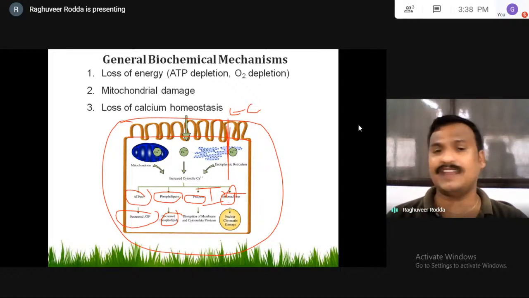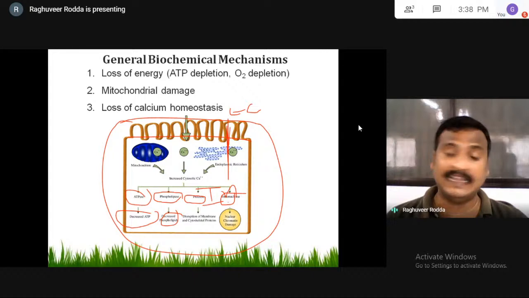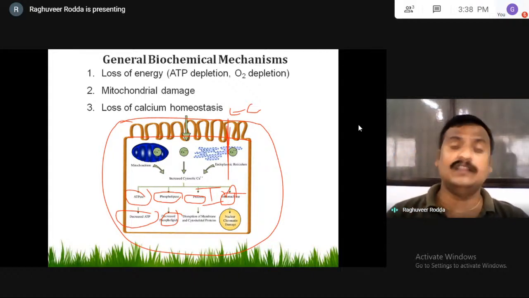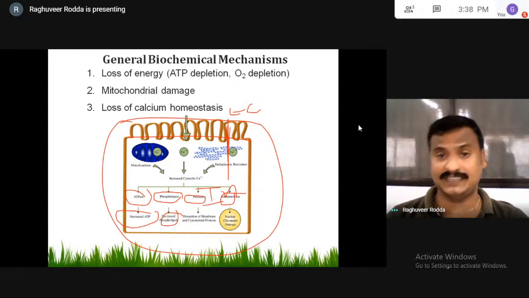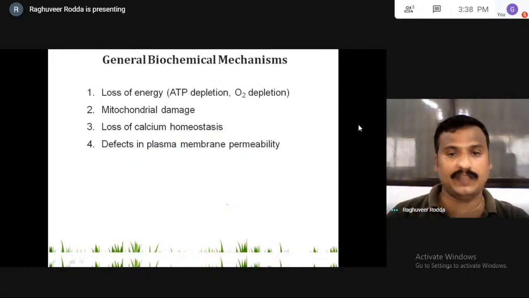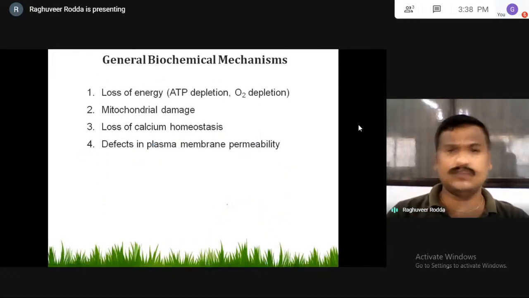So all enzymes get activated or influenced by the intracellular calcium. So the increase of intracellular calcium is one of the most dangerous conditions, where the calcium homeostasis, the calcium balance, is influenced a lot, which will lead to the cell injury condition. Okay, and another important thing responsible for cell injury: defects in plasma membrane permeability.